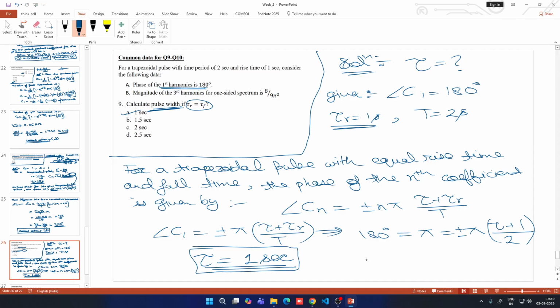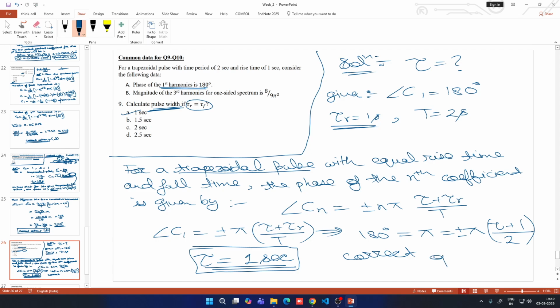I hope this is clear. So directly use the formula for this trapezoidal pulse. It will be helpful in this course if you remember the formulas for the trapezoidal pulse which has equal rise time and fall time, all these Cn and angle Cn formulas.